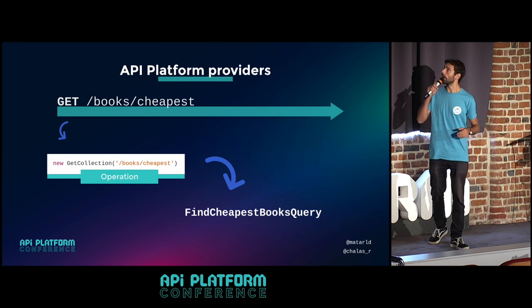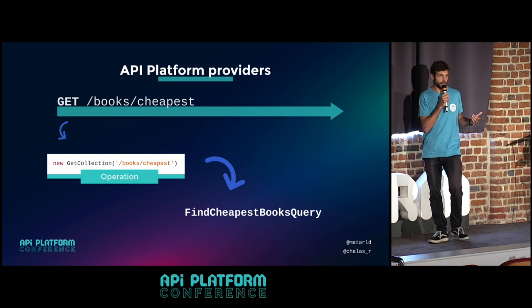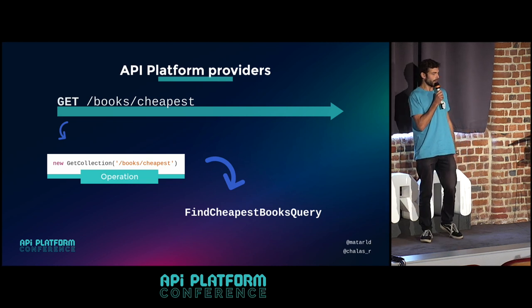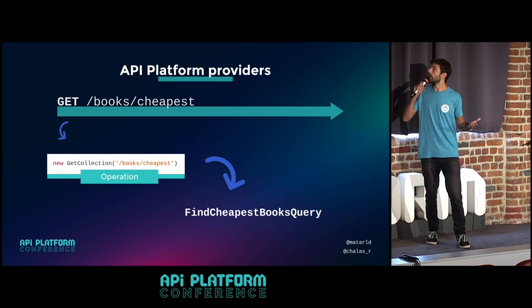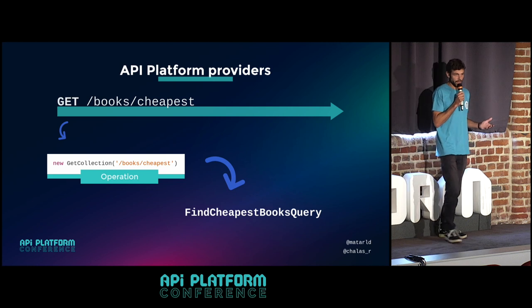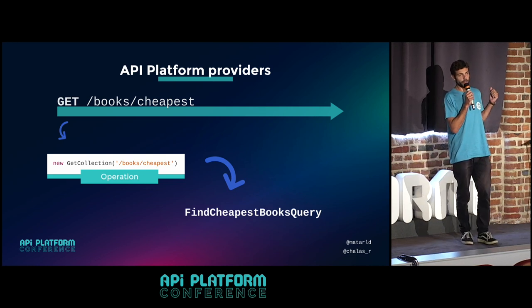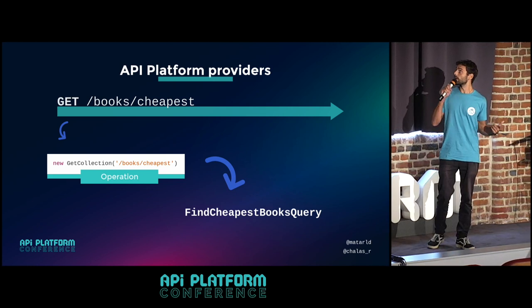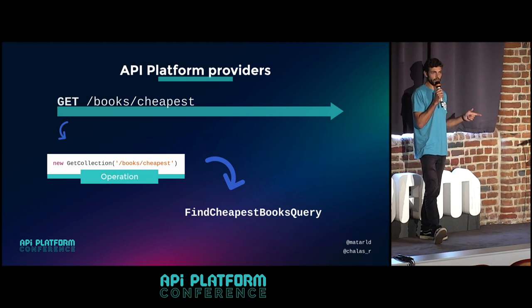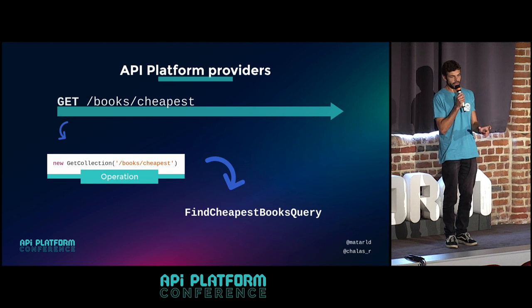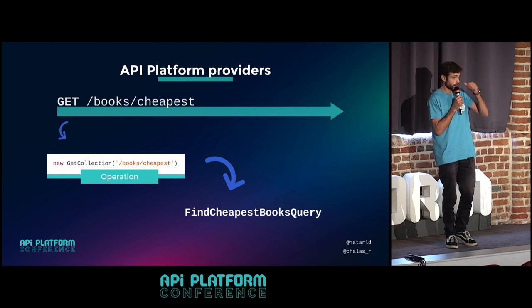So here, for example, we are creating a new operation that will listen to the /book/cheapest URL. And now our job is to handle our use case, which is finding the cheapest book. And hopefully, we have before created a query responsible for dealing with that use case. So we have to find a way, whenever that operation is triggered, to dispatch the find cheapest book query.